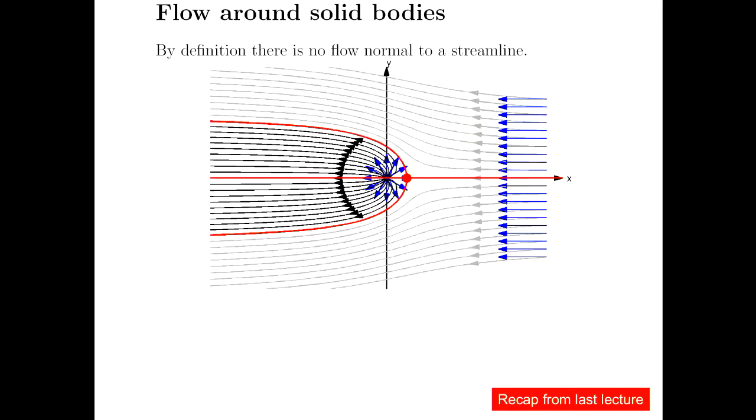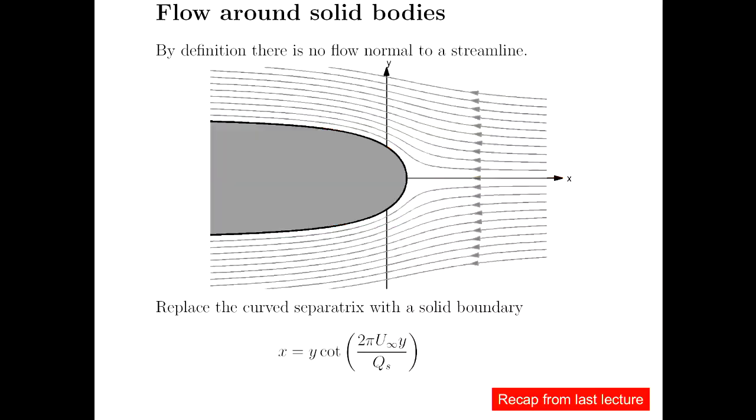Just a quick recap on the lecture on Monday. We had a flow where we had a uniform flow and a source, and we found the stream function for this flow. We found the velocities u and v. We know the stagnation points for this flow, and we also know the equation of the separatrix. What we can do is replace any streamline with a solid boundary. We replaced our separatrix here with a solid boundary, and we got this flow over a half Rankine body.